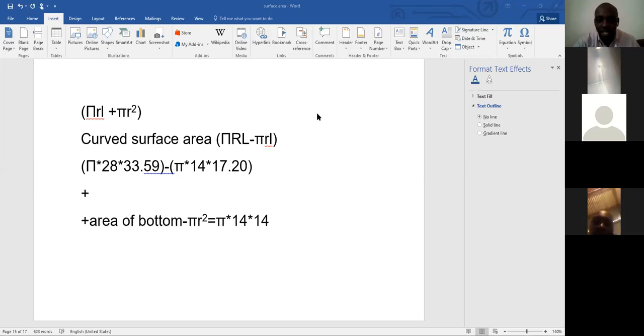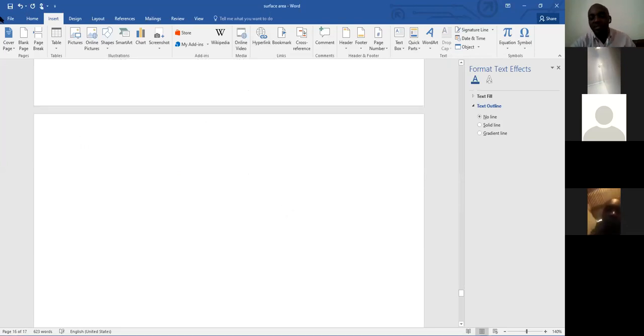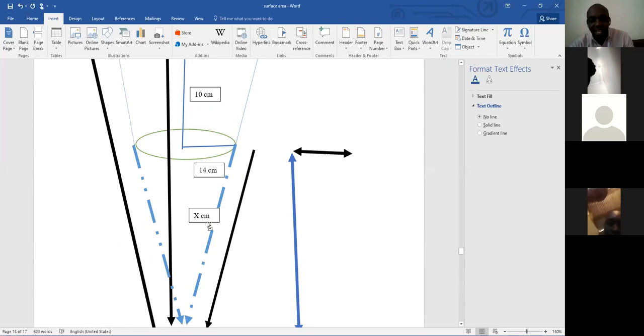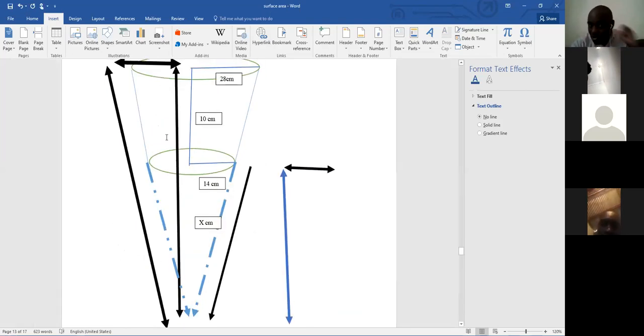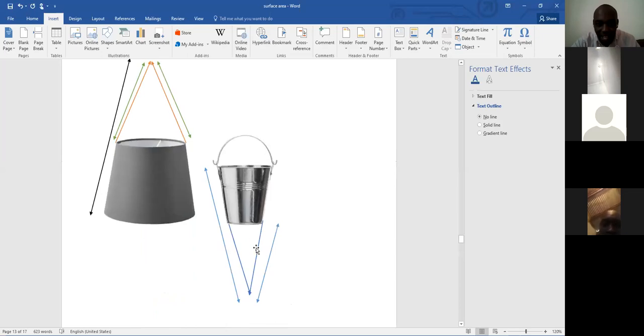So very well, let's now continue with this. We now go to the volume of the frustum. How do you find the volume of a frustum? The volume of a frustum is going to be done nearly in a similar way to how we did the surface area of a frustum. Remember, the frustum is a bucket. This part that is placed here forms the small cone.